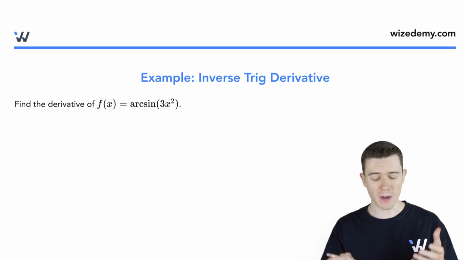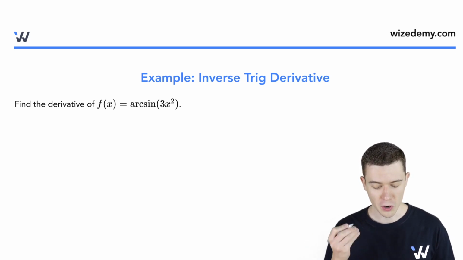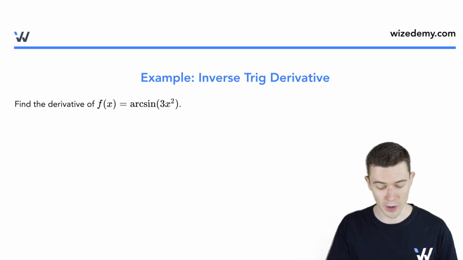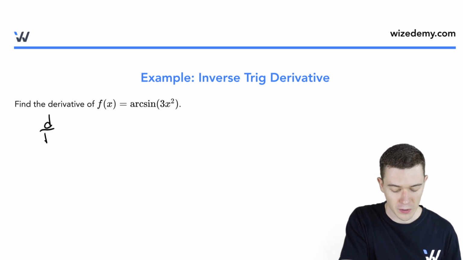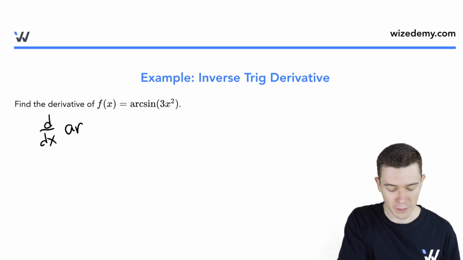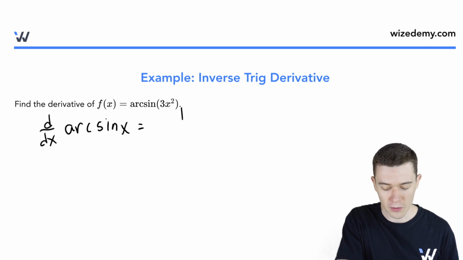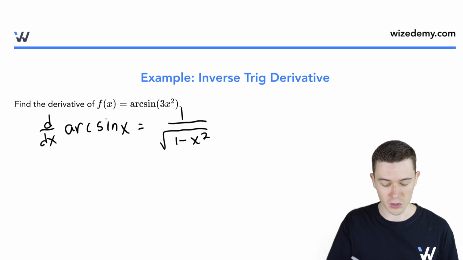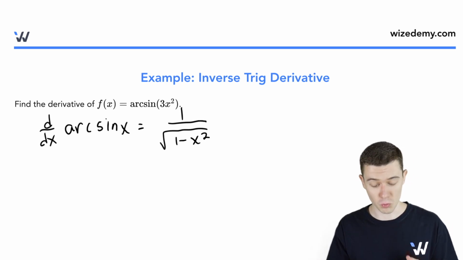Let's take the derivative of this inverse trig function, arcsine of 3x squared. Remember that the derivative of regular inverse sine, or you can call it arcsine x if you like, is 1 over square root of 1 minus x squared. So we'll just apply this rule here.